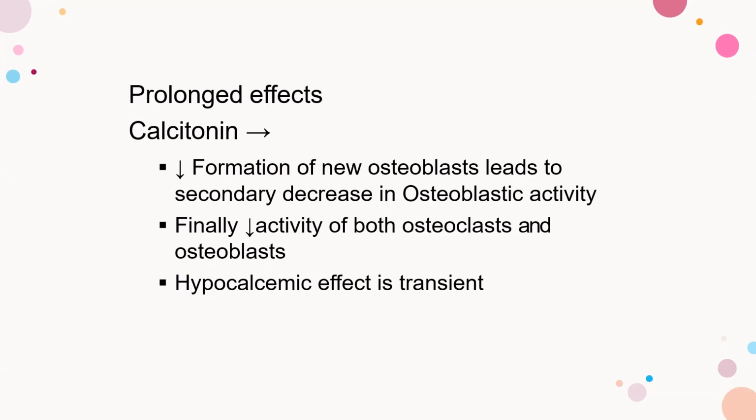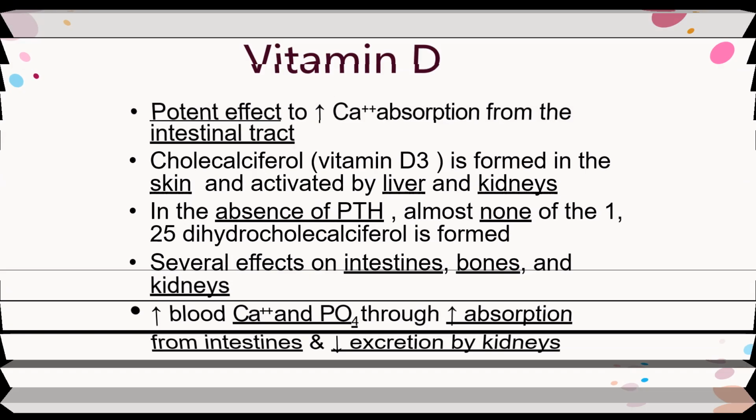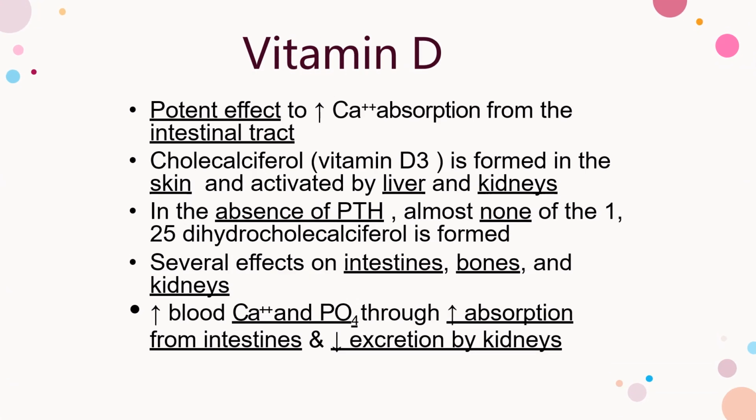And the prolonged effects of calcitonin are that it decreases the formation of new osteoblasts, leads to a secondary decrease in osteoblastic activity, and finally decreases the activity of both osteoclasts and osteoblasts. So this hypocalcemic effect is transient. And coming to the next hormone, that is vitamin D. It has a potent effect to increase calcium absorption from the intestinal tract.